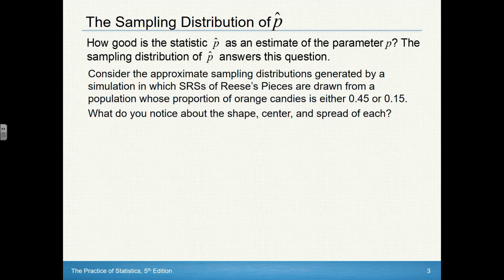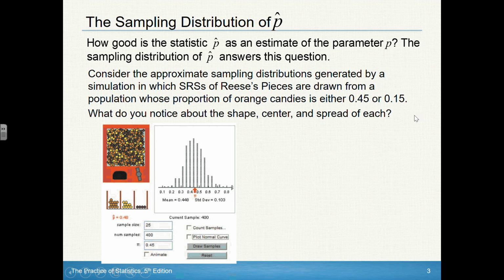Things like that. So it says, how good is a statistic p hat as an estimate of the parameter p? The sampling distribution of p hat answers this question. Consider the approximate sampling distribution generated by a simulation in which SRSs of Reese's Pieces are drawn from a population whose proportion of orange candies is either 0.45 or 0.15. What did you notice about the shape, center, and spread of each?